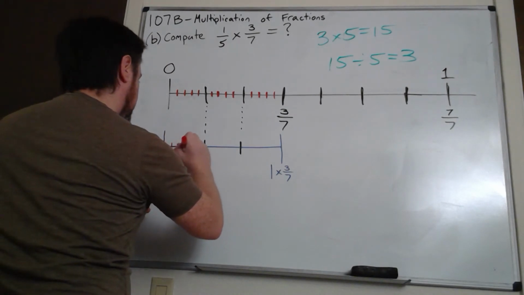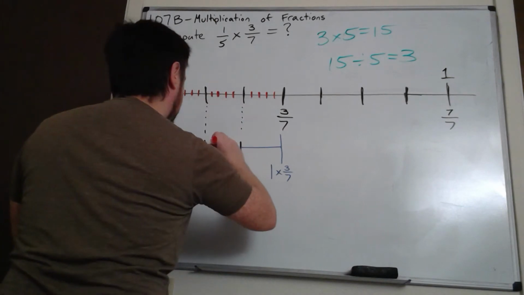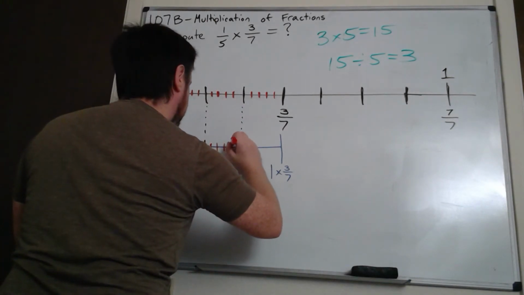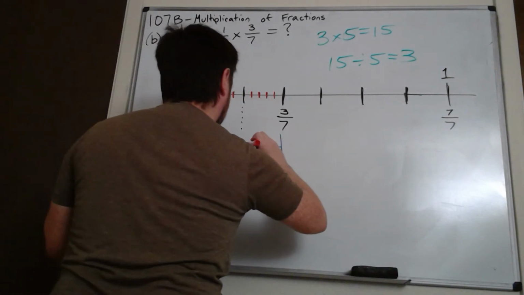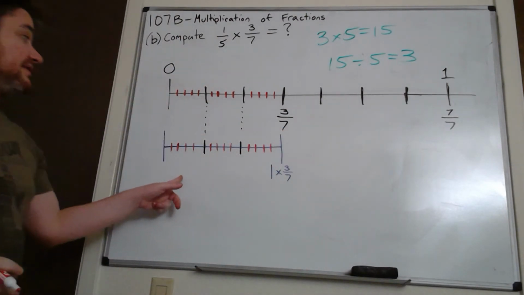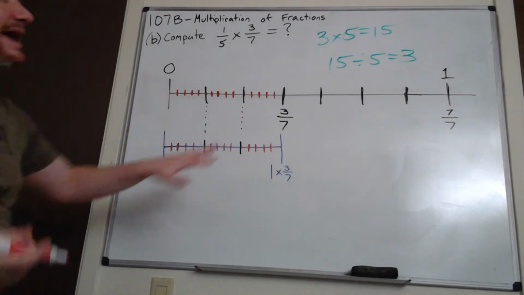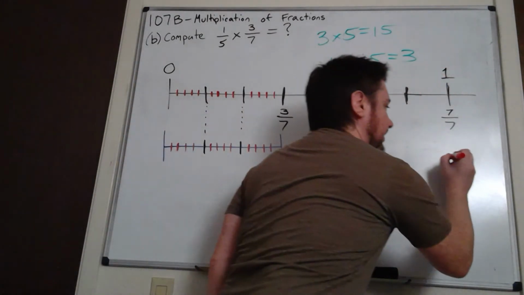1, 2, 3, 4 marks right there, and 4 marks right there, and 4 marks right there. Okay, 15 little segments. With the red pen, let me relabel my whole here.